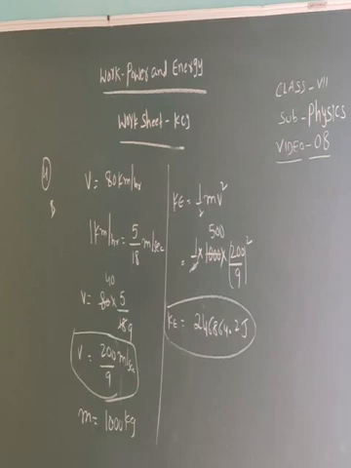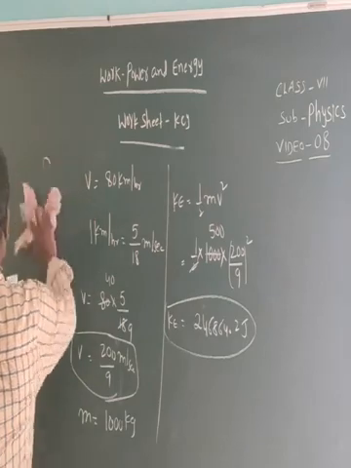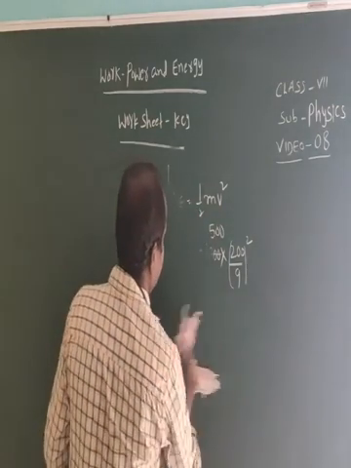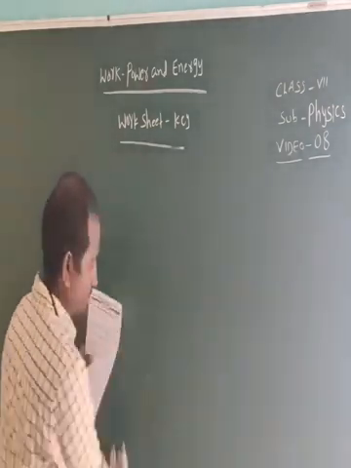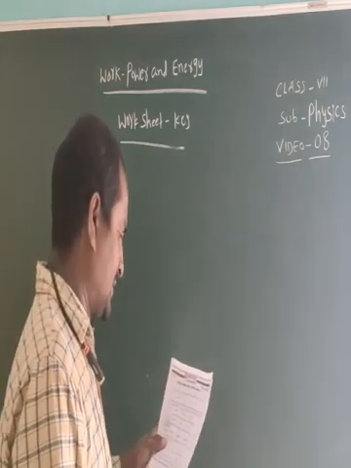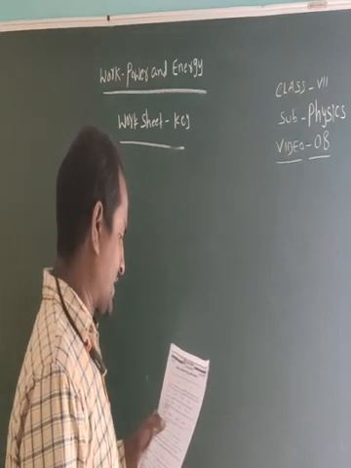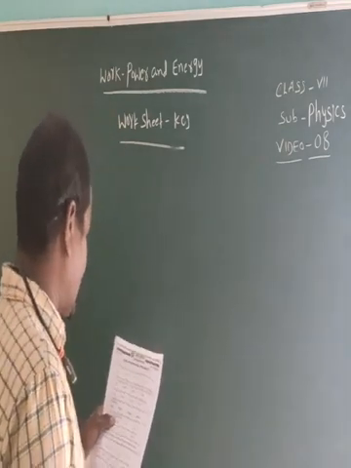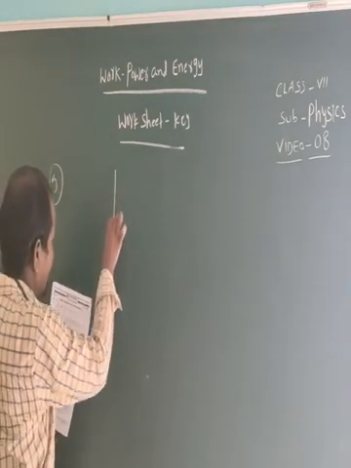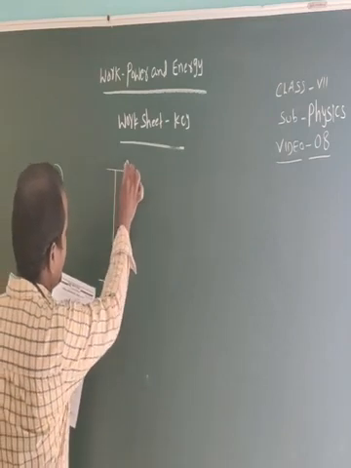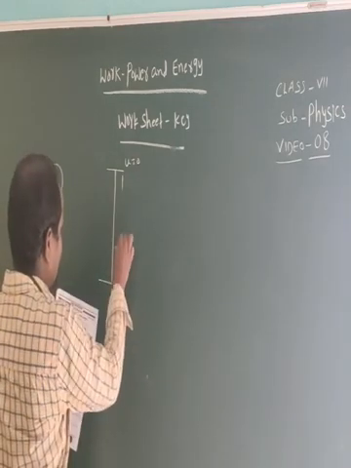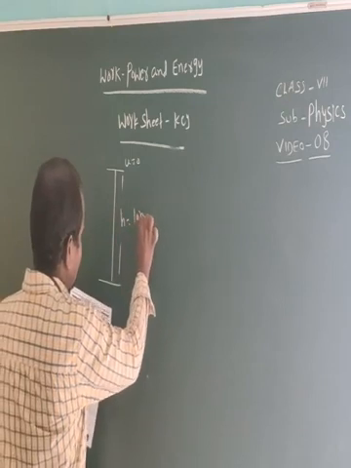Okay. Next one, fifth one. A body of mass equal to 0.1 kg is falling from a height of 10 meters at g equal to 10 meter per second square. Then find the kinetic energy. It is a free falling body. In the case of a free falling body, initial velocity equal to 0. You know already, so u equal to 0. Here height is given. Height equal to 10 meters.